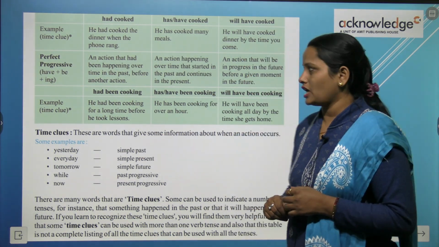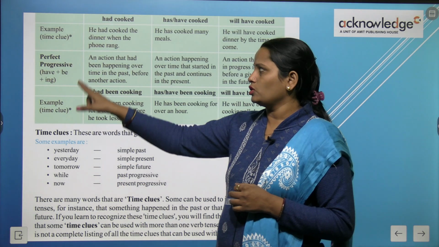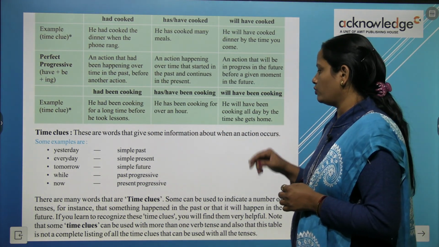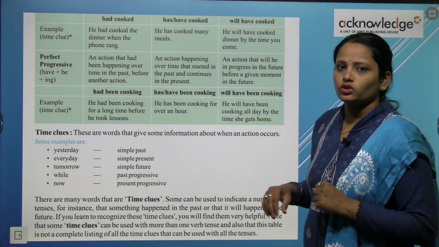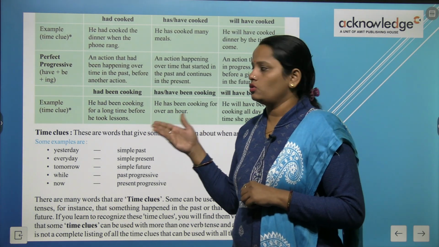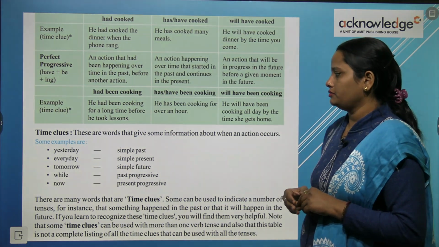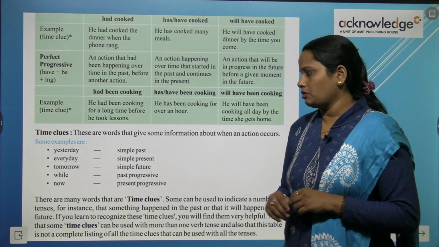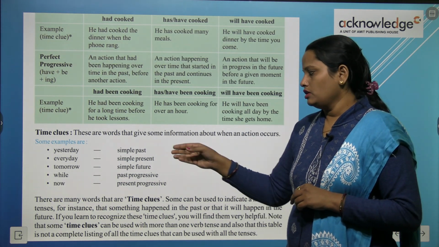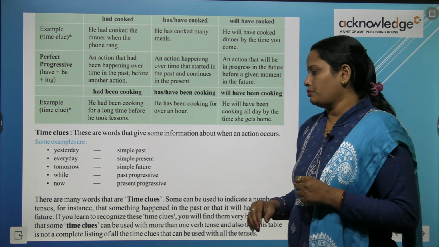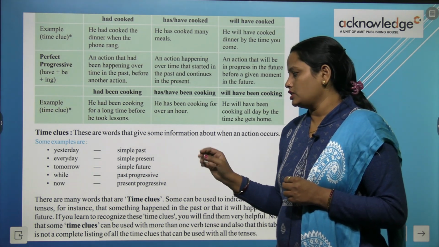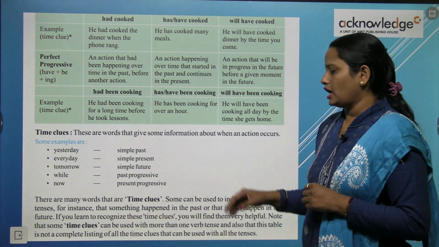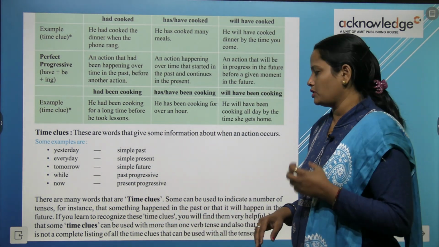Now let's read what is time clause. हर जगह आप देख सकते हो time clue लिखा है. What is this? There are words that give some information about when the action occurs. So कुछ words होते हैं जो ये बताते हैं कि काम कब हो रहा है. So here yesterday simple past के बारे में बता रहा है, everyday simple present के बारे में बता रहा है, tomorrow simple future, while is past progressive and now is present progressive. There are many words that are time clues. बहुत सारे words हैं जो time clues में आते हैं.